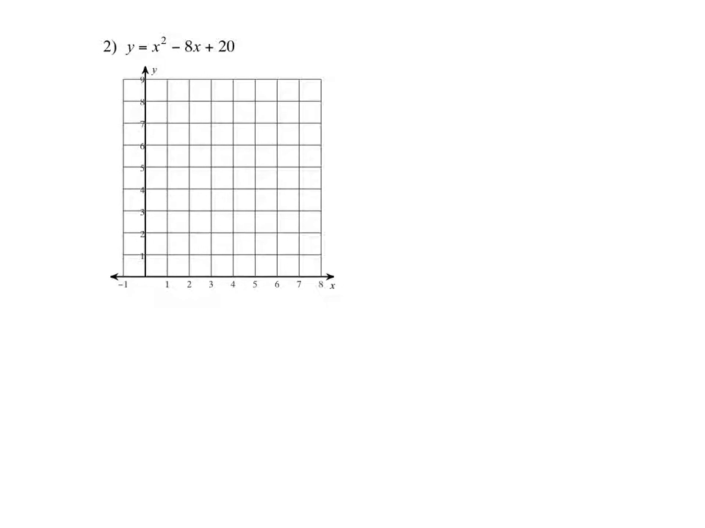Let's see the next one. So x squared minus 8x plus 20. Again, let's start by identifying a, b, and c. So a is 1, b is negative 8, and c is 20.